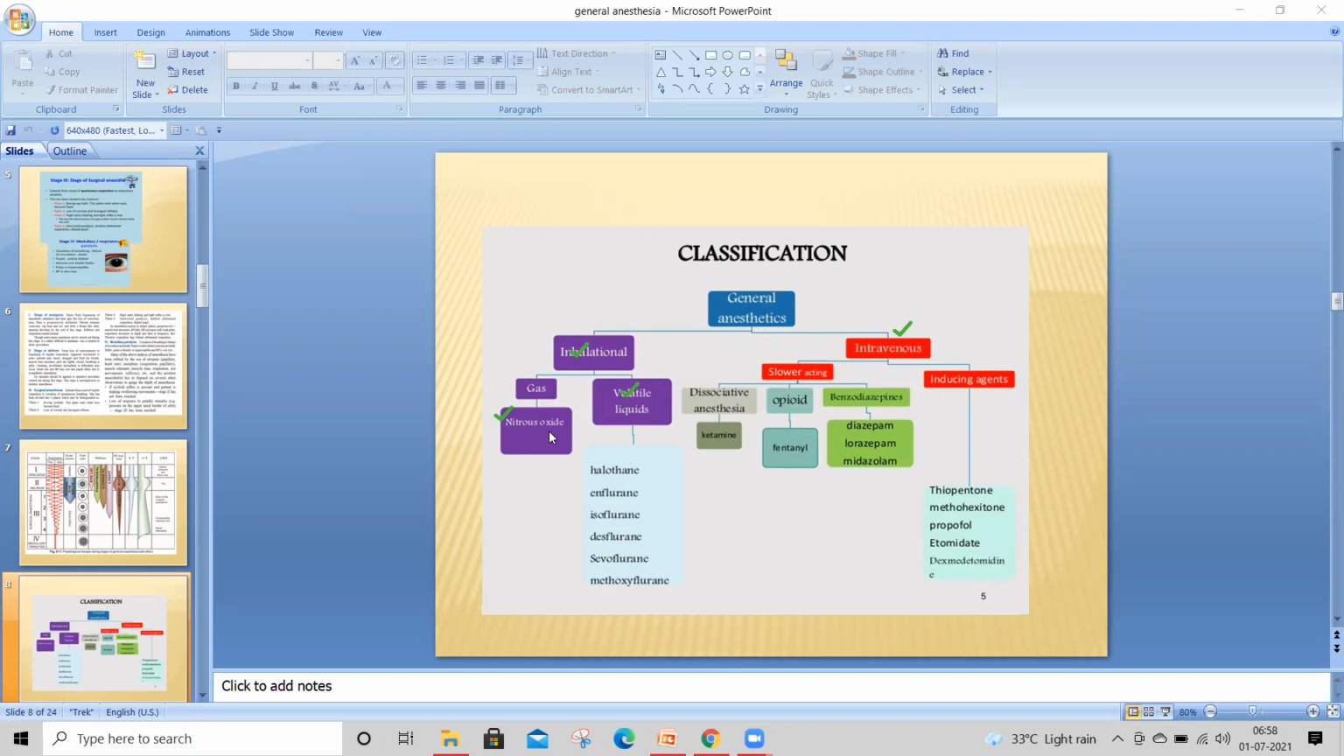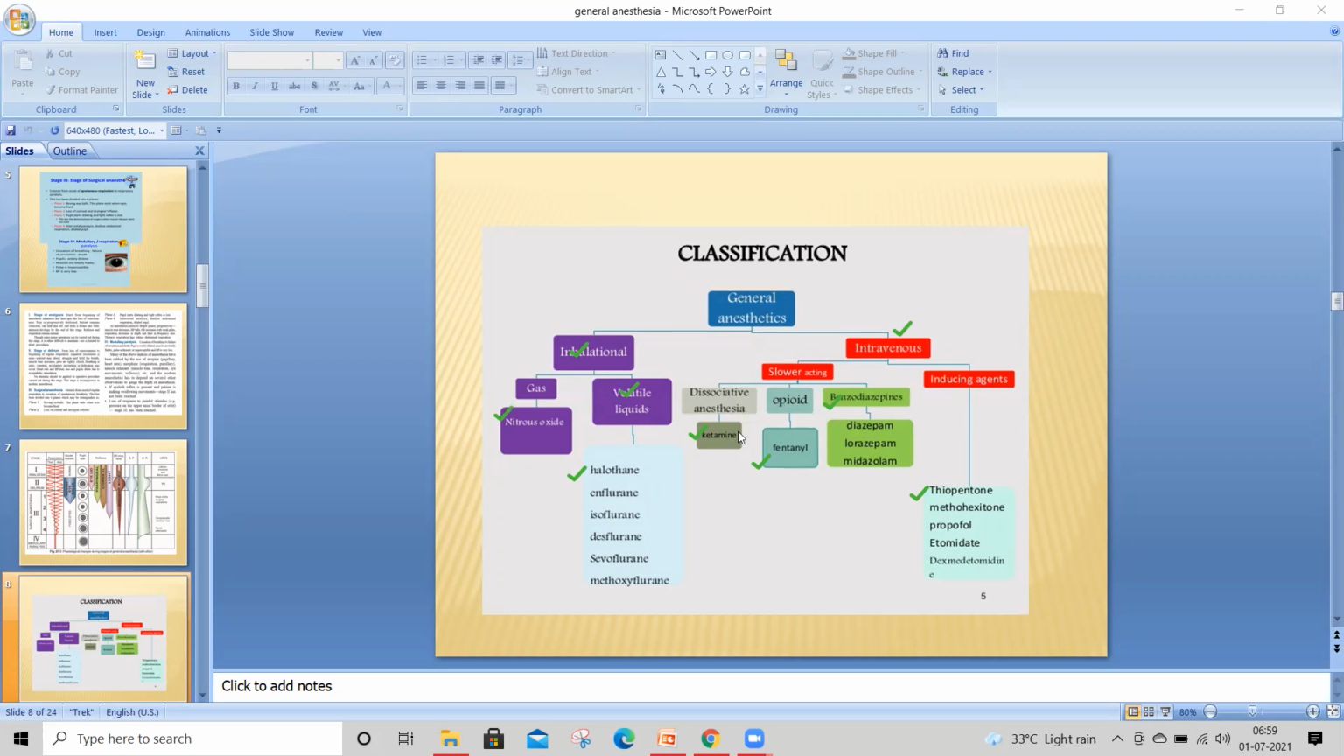Nitrous oxide is one of the general anesthetics, and it is in the inhalational types, meaning it is given through the nasal route. So these are examples of volatile liquids. And in intravenous, two types of drug. One is inducing agent, another is slower acting. You have to remember the examples. The dissociative anesthetic, example is ketamine. Opioid, example is fentanyl. And benzodiazepines, examples are diazepam, lorazepam, etc. And inducing agent, that is thiopental.